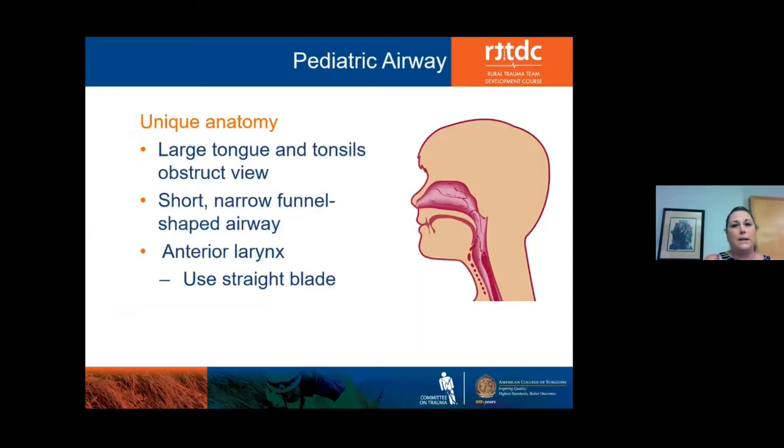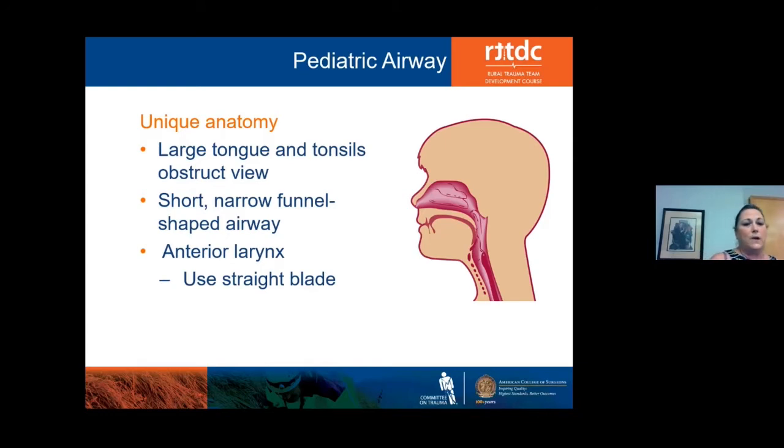When we talk about pediatric airway, they do have a unique anatomy. They have a large tongue and large tonsils that can obstruct the view, so your intubation could be difficult to get the tube down through appropriately. Their airway is short, narrow, and funnel shaped, and they have an anterior larynx and a short trachea.